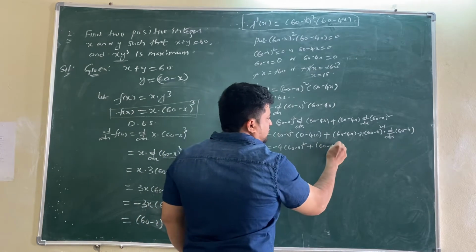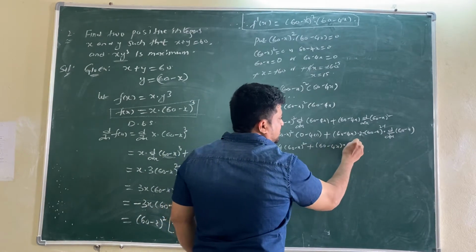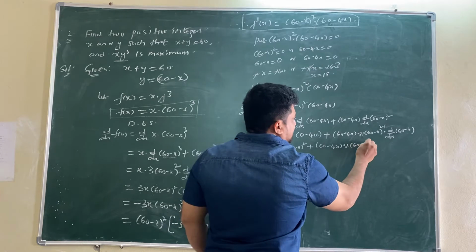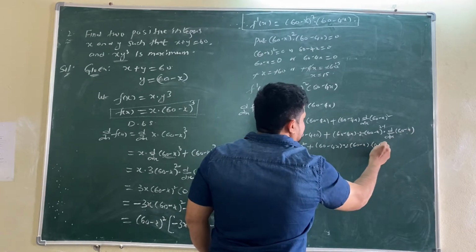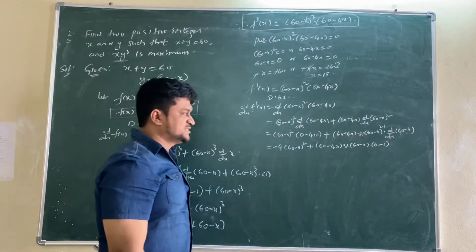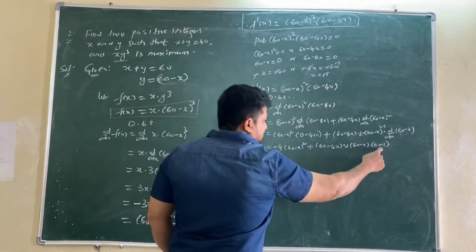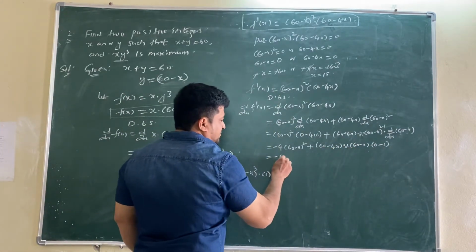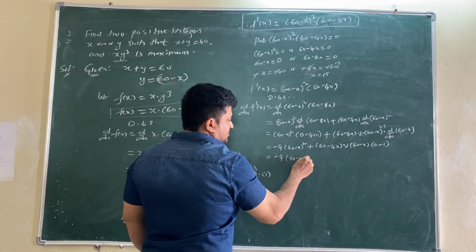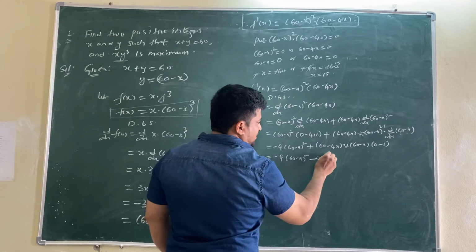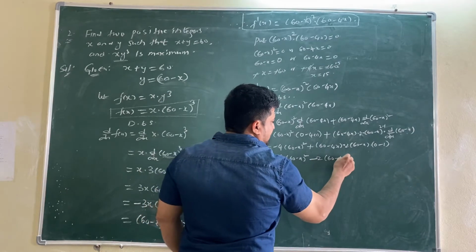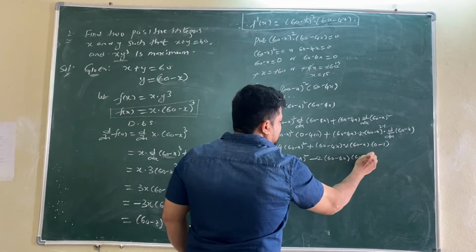Sixty minus 4x into 2 into 60 minus x into, this is 0, and second one is 1. So minus 1 is there. So where will you get this sign? Tell me. Here you will get minus sign. Minus 2 into 60 minus 4x into 60 minus x.